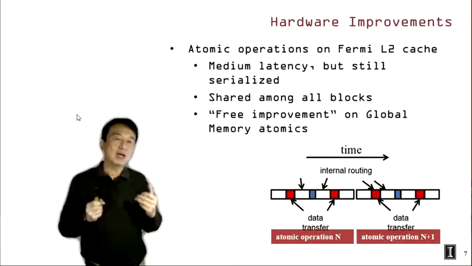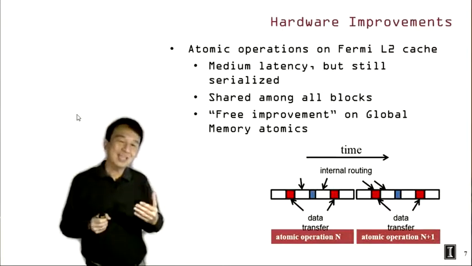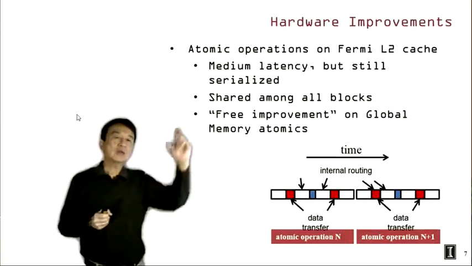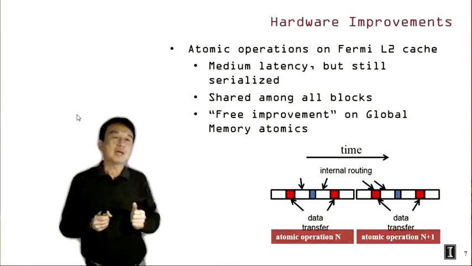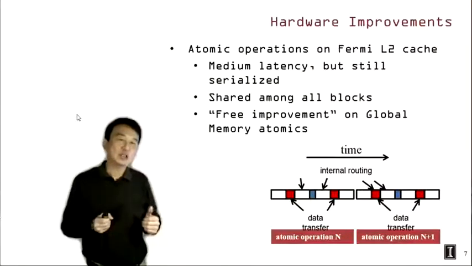There have been a lot of hardware improvements to shorten the latency of atomic operations. Starting with the Fermi GPU and then the later Kepler GPU, atomic operations can be performed in the L2 cache, shared across the GPU.